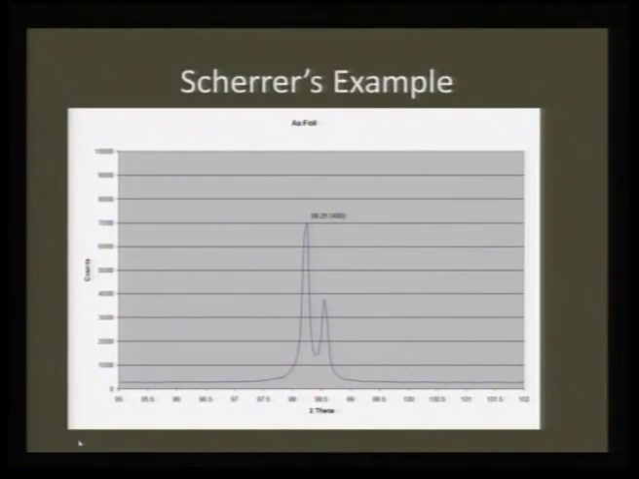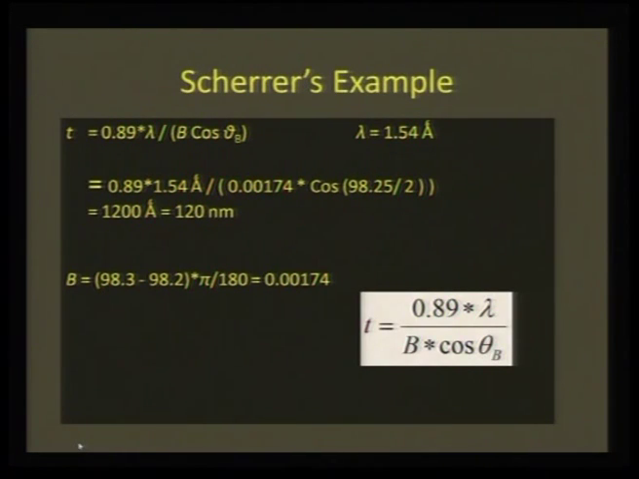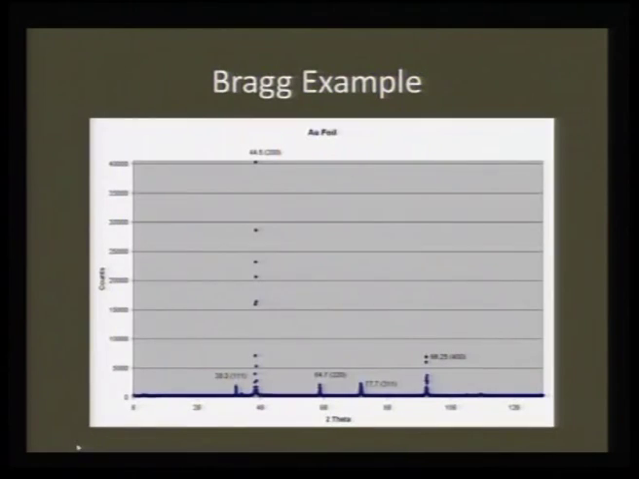Now, Scherrer's example, let's take the case of this 400 reflection that is coming from gold foil, which appears at 98.25 degrees. Then we can calculate the crystallite size in that case using the formula, which gives you approximately the dimension of your crystallite size to be 120 nanometer, and from there you can also calculate your B. If you know the crystallite size, we can try to see the peak broadening, but peak broadening is a direct measure of the peak width itself.